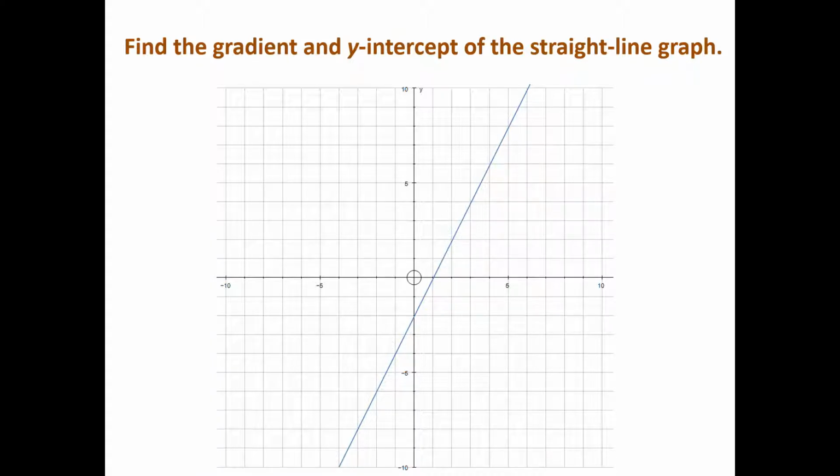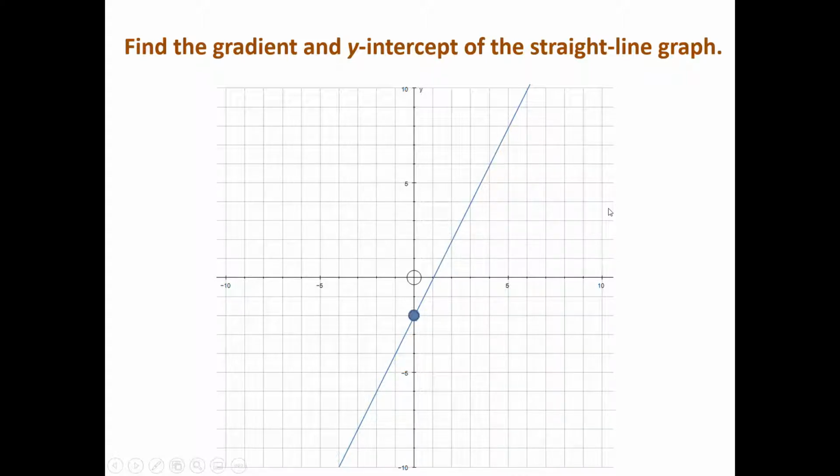Calculate the gradient from a graph. We are going to look at straight line graphs and how we calculate the gradient from the graph. First of all, you have to choose 2 points where you can read the coordinates exactly. So they need to go through the crosshairs. They need to be points that you can read exactly from the graph.